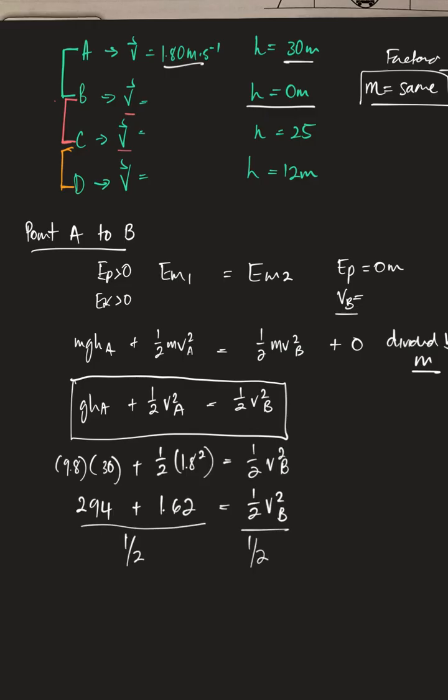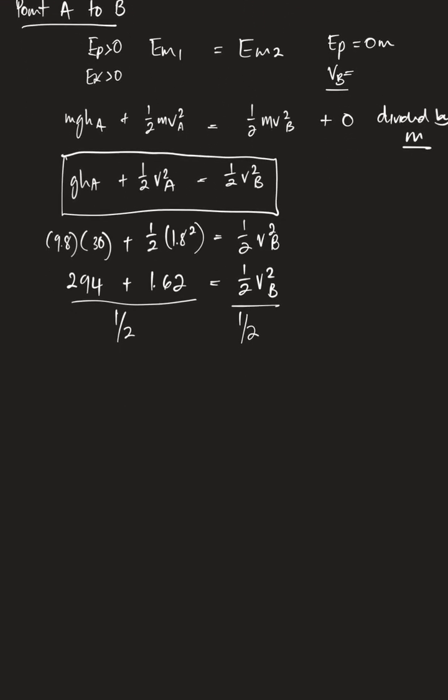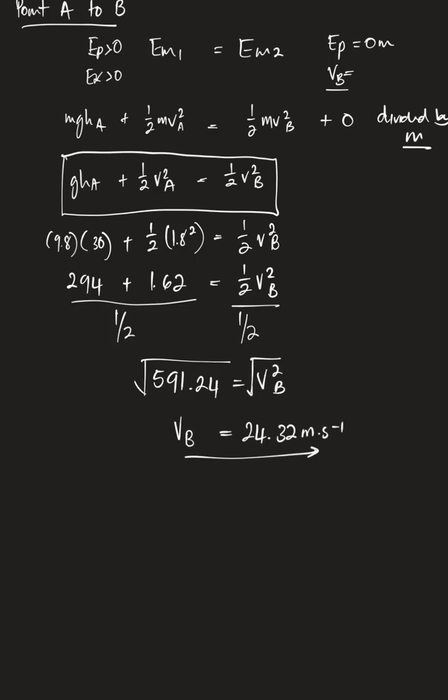All right, what I'm going to do is divide both sides here by half. So that whole thing divided by a half is going to give me 591.24 is equal to V squared B. But remember what we said, we don't want the squared, we want the actual velocity. So I'm going to take that value, square root it, and I'm going to get VB is equal to 24.32 meters per second.